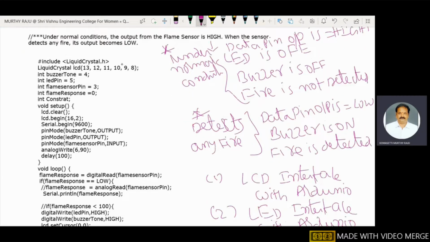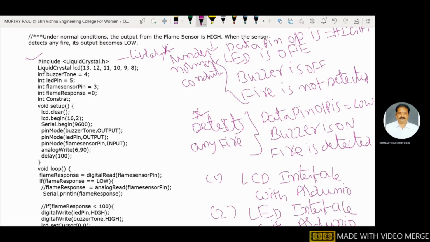First one is the LCD. First statement here is the library: include less than LiquidCrystal.h greater than. This library must be included at the initial point because the LCD interface will be used here. That is the reason this library must be included in the code.